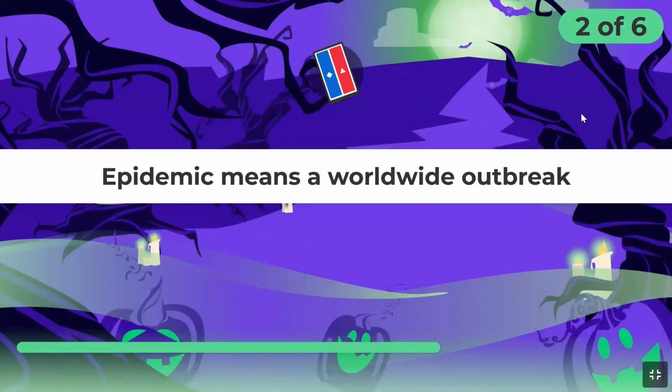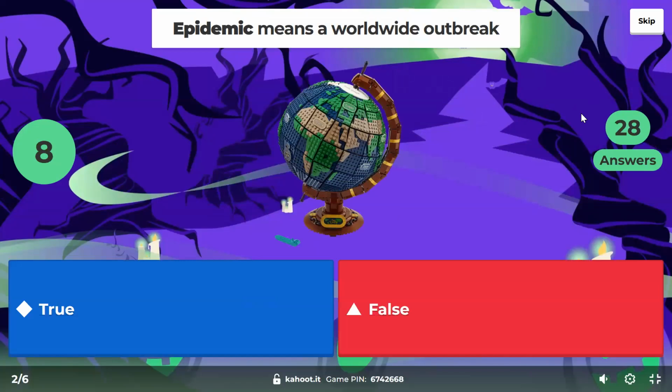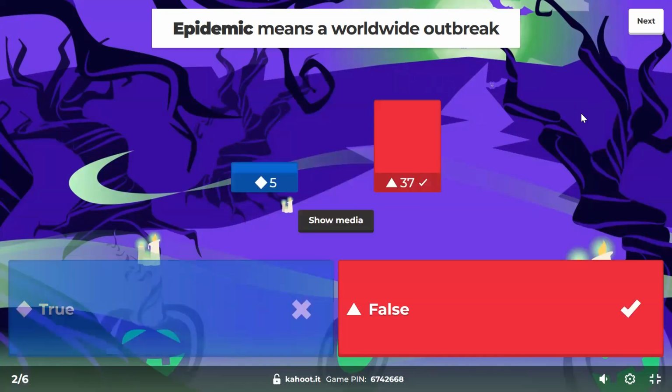True or false? Epidemic means a worldwide outbreak. Answer is false. Epidemic usually means certain locations. So with COVID-19, there was a point where it was not necessarily found everywhere. There were cases going on in China and Italy. There was a certain point where the World Health Organization declared it a pandemic, because it wasn't pandemic until it was found in multiple continents and all that.